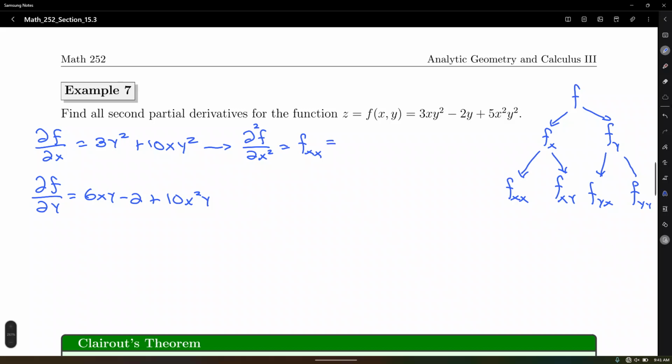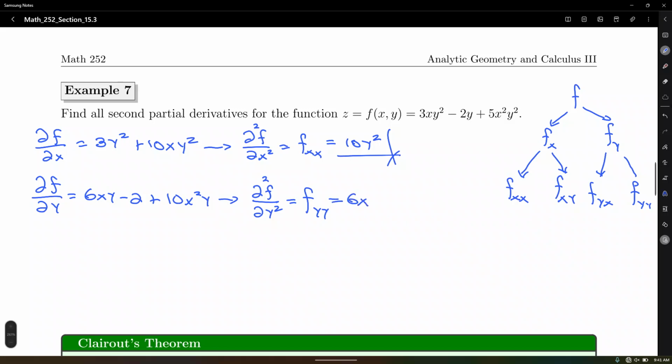Since we're differentiating with respect to x, this is a y term, that's a constant, that's 0. Here, the derivative of x is 1 times 10y squared. Right? 10y squared. Done. Now let me do the second, twice with respect to y. That is partial of f with respect to y. That is f double y. Okay, so the derivative of y is 1 times 6x, that's 6x.